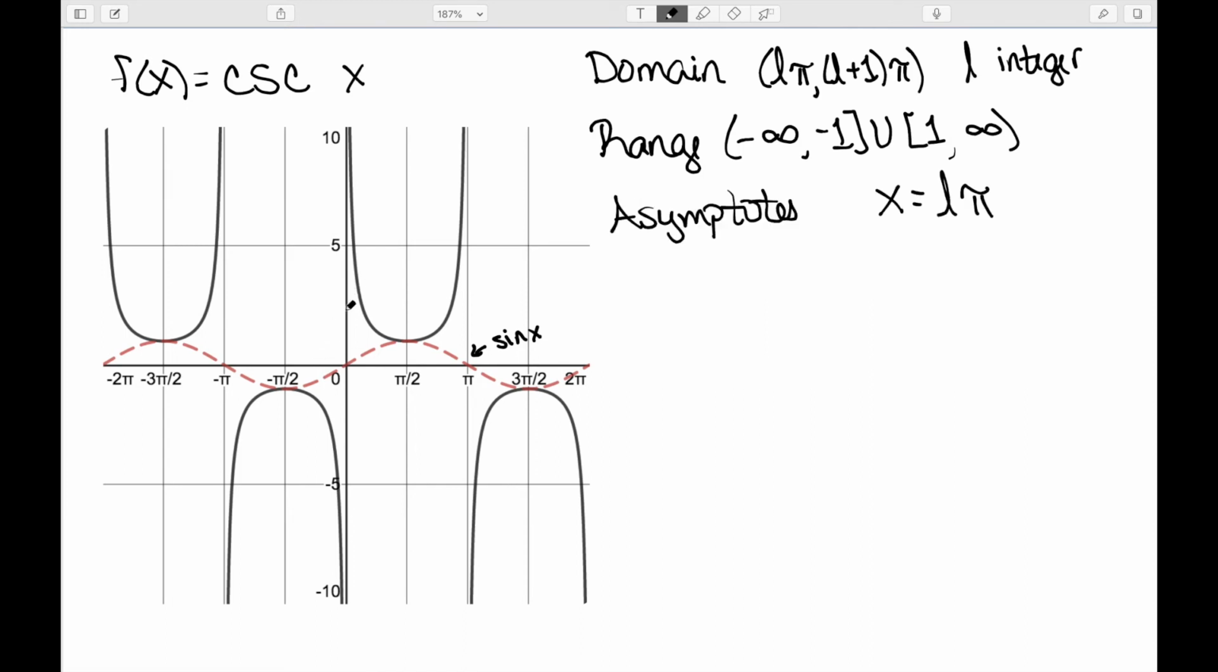My asymptotes are at x equal to Lπ. Exactly where sine of x has its x-intercepts are where the asymptotes occur in cosecant of x. And we can also see that this graph actually doesn't have a y- nor an x-intercept. So this graph doesn't have any intercepts. And the period of cosecant of x is 2π.